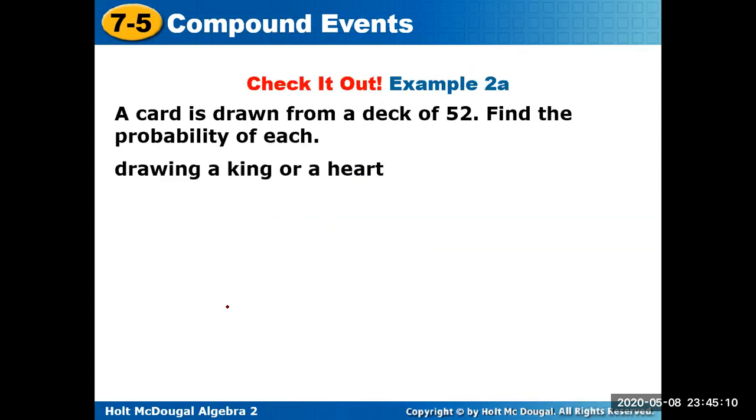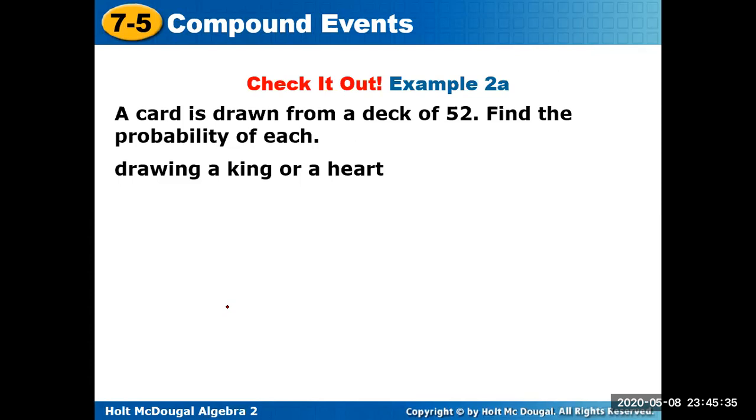All right. Another example, same type. A card is drawn from a deck of 52 cards. So we know that there are a total of 52 cards in a deck. A card is drawn. Find the probability of drawing a king or a heart.